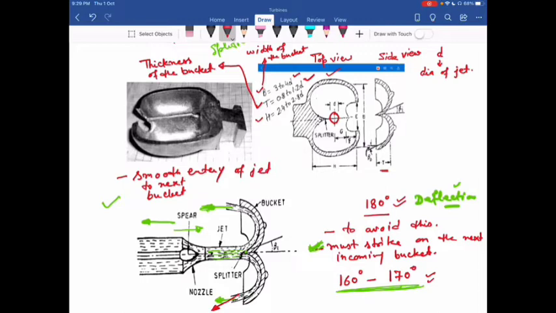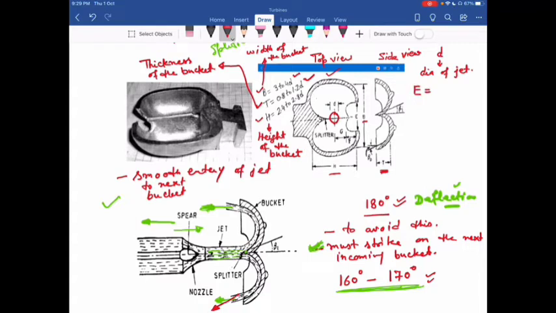The next dimension is H. This H is called the height of the bucket. This height is equal to 2.4 to 2.8 times the diameter of the jet. So that is in top view you have. This is H, this is B, and this is T. So these are the three main important dimensions of a bucket: width of the bucket, thickness of the bucket, and height of the bucket. Then the other important dimensions for the bucket, one is capital E.